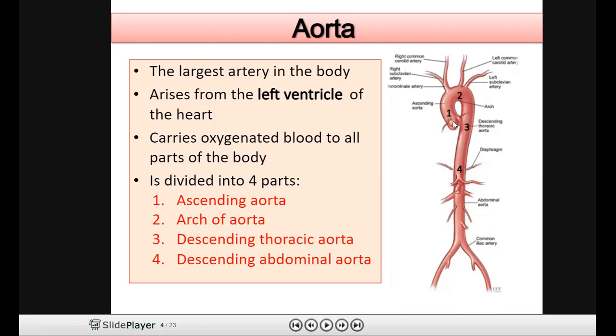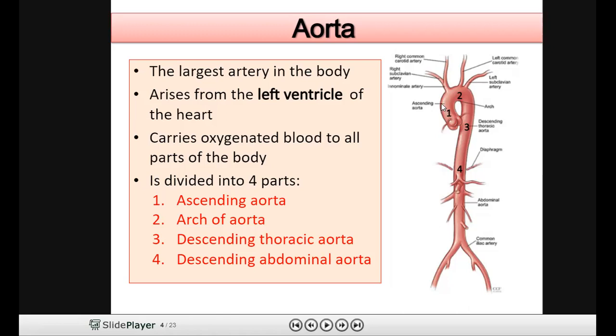Now, from this diagram here, you would see the beginning of the aorta. So the aorta begins here at this place. This is the beginning of the aorta. And then the first part of the aorta, which is labeled number 1 here, is called the ascending aorta. Ascending because it is leaving the left ventricle and ascending upward. So that is why it is called the ascending aorta.